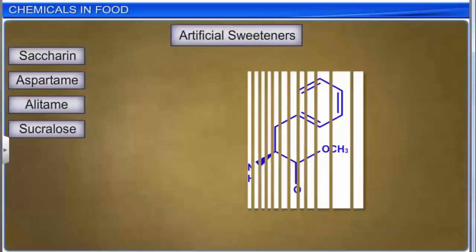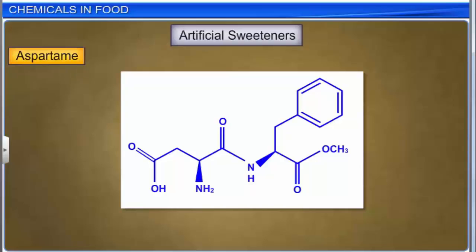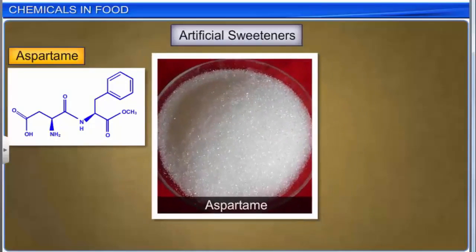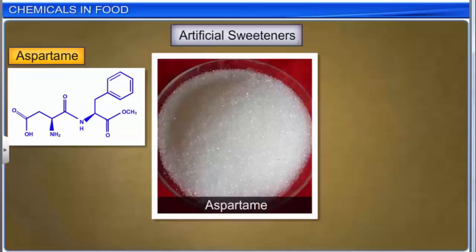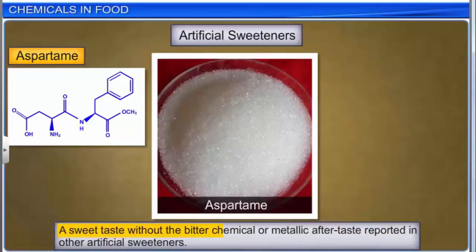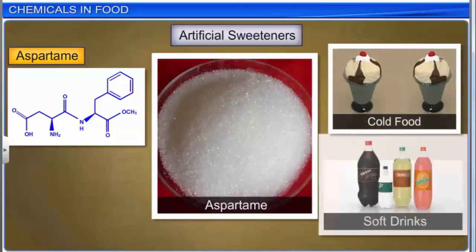Another popular and widely used artificial sweetener is aspartame. Aspartame is a methyl ester of the dipeptide formed from the amino acids aspartic acid and phenylalanine. It is a non-saccharide sweetener that is about 200 times sweeter than cane sugar. It has a sweet taste without the bitter chemical or metallic aftertaste reported in other artificial sweeteners. However, its use is limited to cold food and soft drinks as it is unstable at cooking temperature.